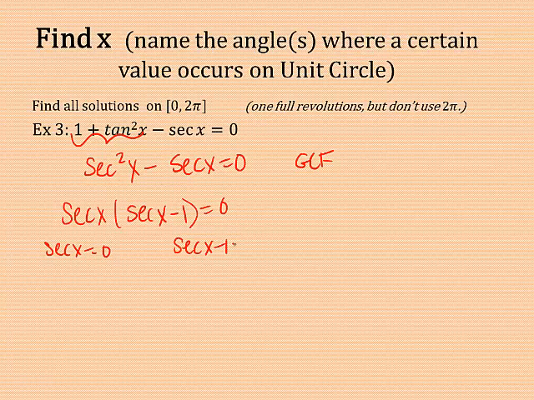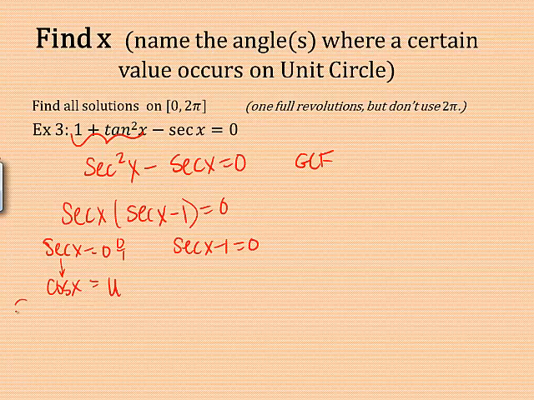Secant x minus 1 equals 0. Now we have two separate things to solve. Secant is a reciprocal, right? What's it the reciprocal of? Well, reciprocal of cosine. So I'm going to flip this side. If this is 0 over 1, if I flip it, it's now undefined. So we're asking, where is the cosine undefined on our unit circle?